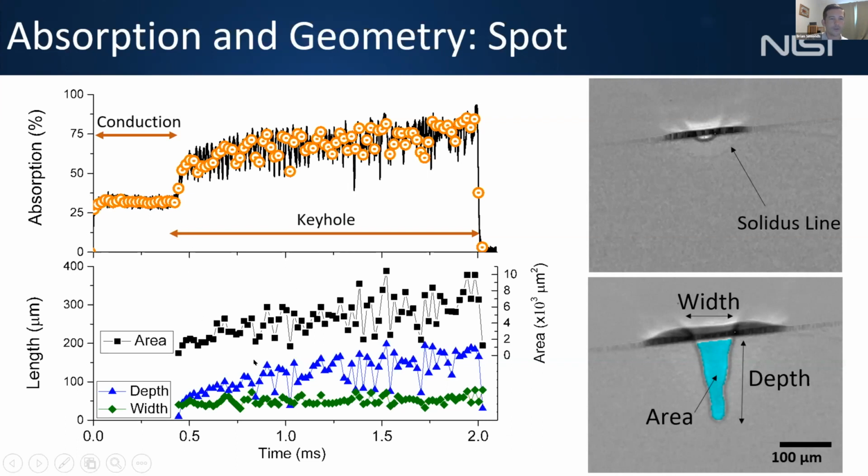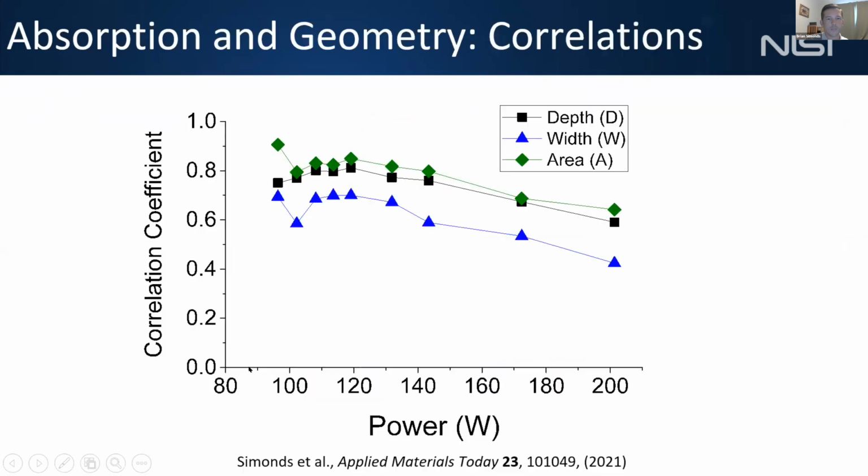So what this allows us to do is some statistical analyses and look for correlations that we haven't been able to do before. Here's an example of this. This is a correlation coefficient of these different geometrical parameters and how well they correlate with absorption at the same time. A correlation coefficient of 1 means perfect correlation and 0 means no correlation.